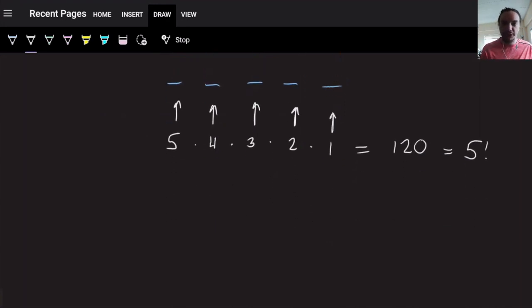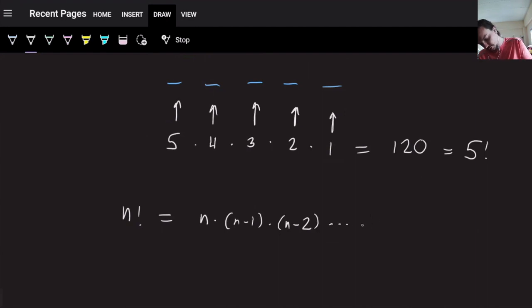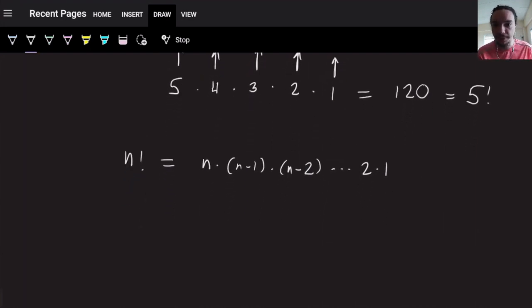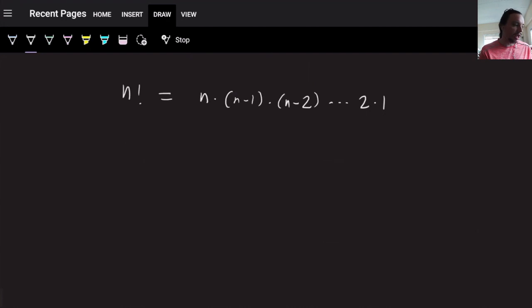So the factorial is going to give us the product of all the numbers from n down to 1. Okay? So this is how we define the factorial. And we can use the factorial for all kinds of things. It comes up in combinatorics, it comes up in probability, it comes up in calculus when you study Taylor series. So it really is an important thing.